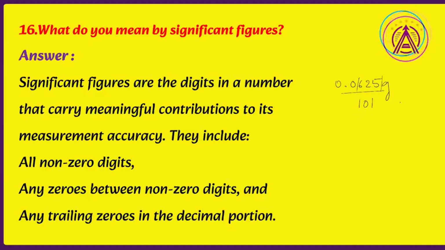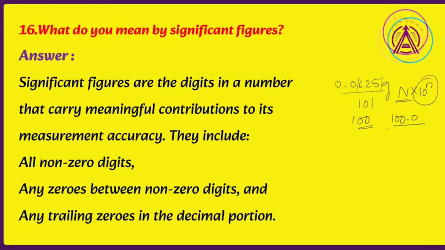Okay. Trailing zeros, that is zeros which are following your non-zero digits, are significant only if there is a decimal point. What do I mean? If I write 100, then these zeros are non-significant because I do not have a decimal point. But if I write 100.0, then all three zeros become significant. And if I write something in terms of scientific notation, N into 10 to the power n, then only this N is considered as a significant digit. This coefficient is not considered to be significant.